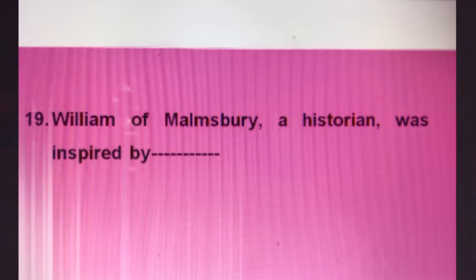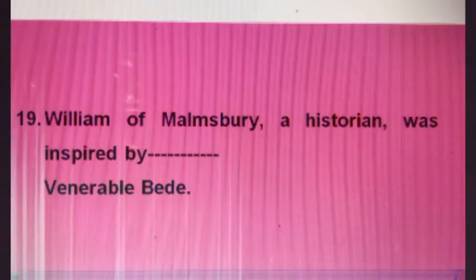Question number 19. William of Malmesbury, a historian, was inspired by Dash. Answer: Venerable Bede. William of Malmesbury, a historian, was inspired by Venerable Bede.